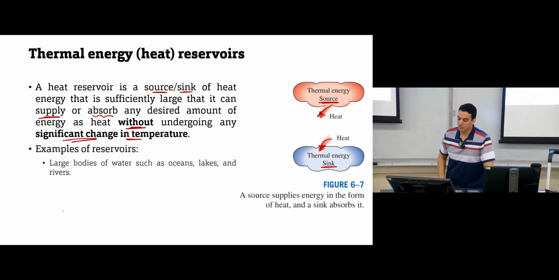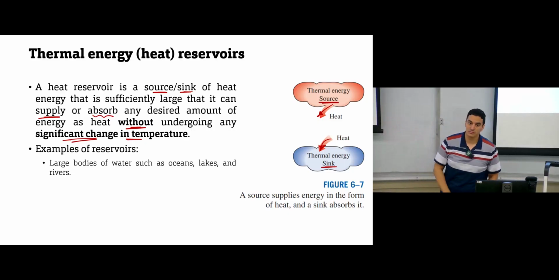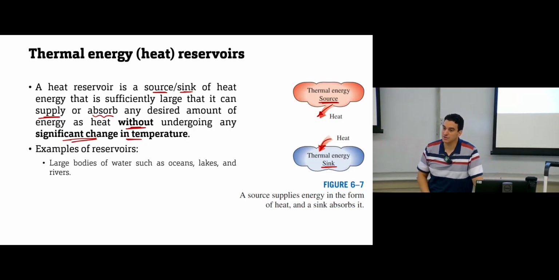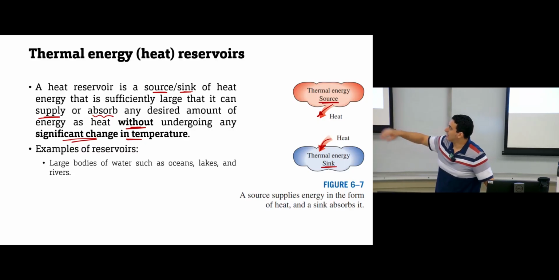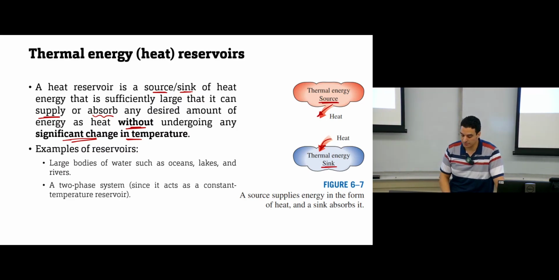So let's see examples for this one. Large bodies of water like oceans, lakes, rivers, all of these. This is a huge amount of water. The changes in temperature of these large bodies will not be significant. So when we are analyzing any system with all of these large bodies, this can be considered a reservoir.